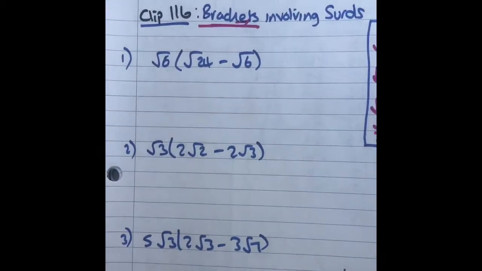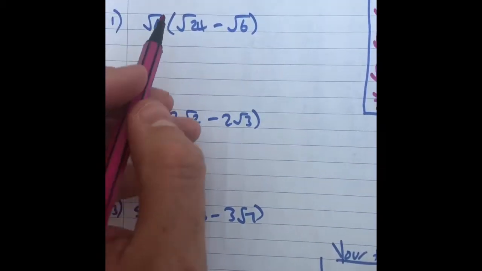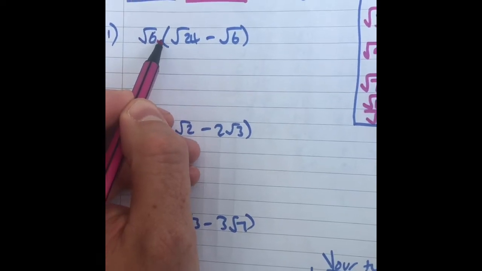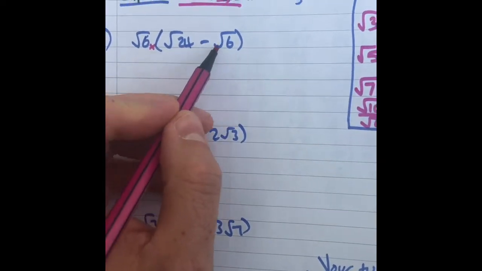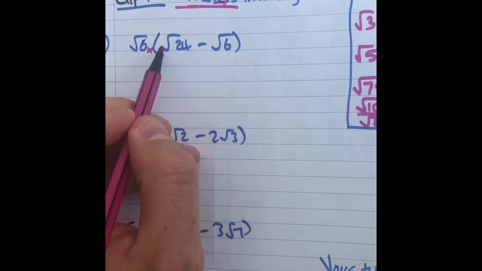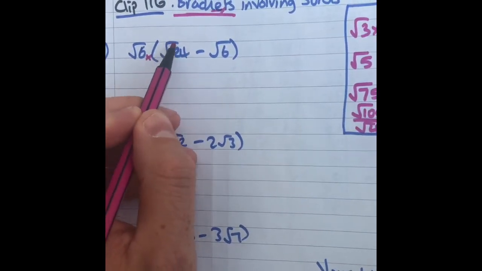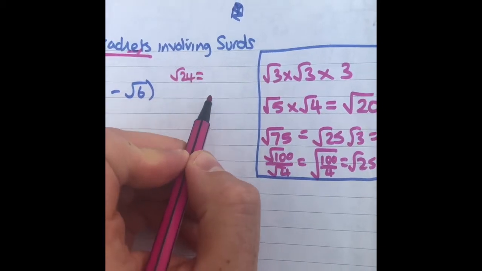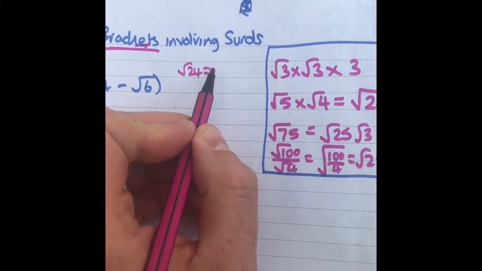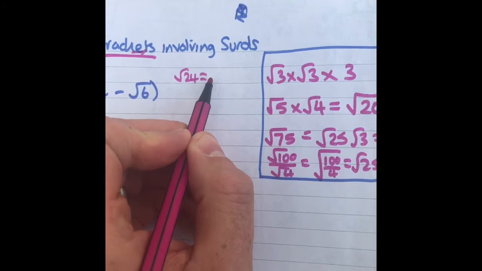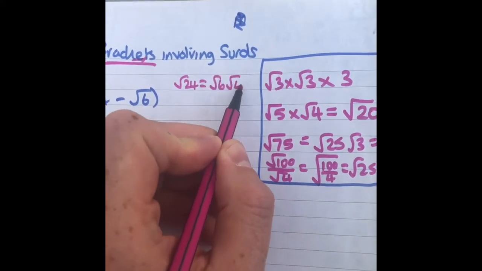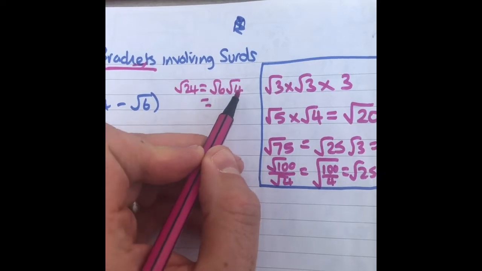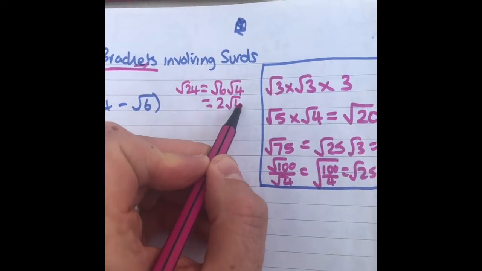So, let's try question 1. So first of all, have a look. Root 6 times by root 24 minus root 6. Well, this looks like I can simplify. Let's do this to one side. Root 24, what is it? Think of your square numbers. 6 fours are 24. So root 6, root 4. And that becomes, root 4 becomes 2, so 2 root 6.